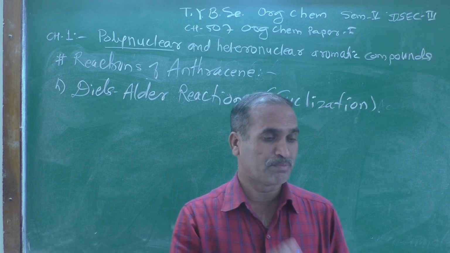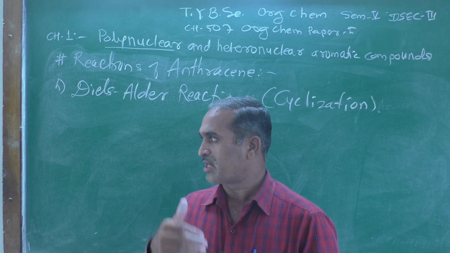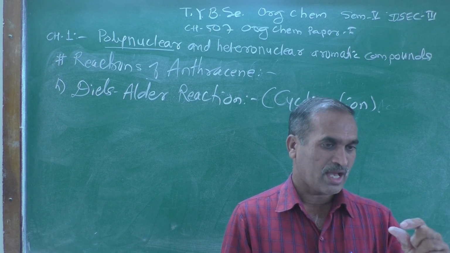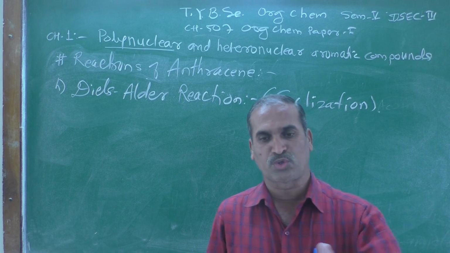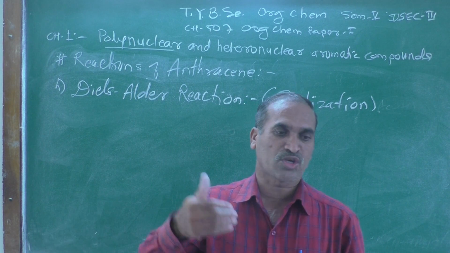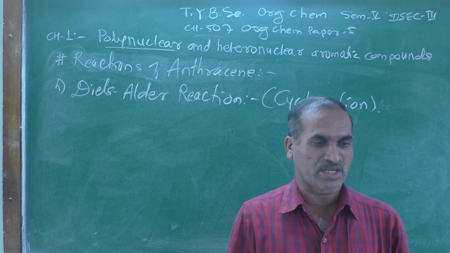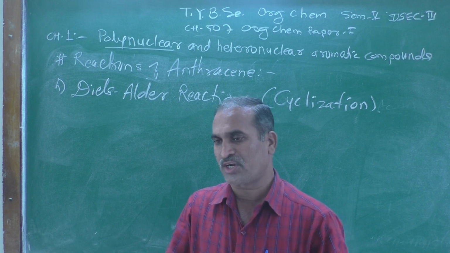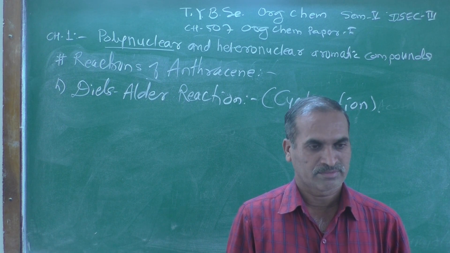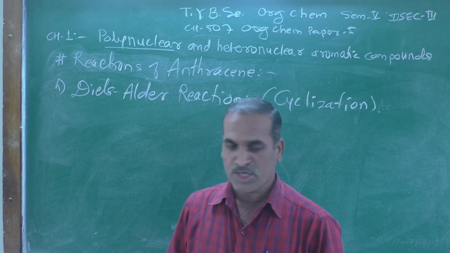Another important characteristic of the Diels-Alder reaction is that it requires a diene and a dienophile. If the diene has an electron-releasing or electron-donating group, and the dienophile has an electron-withdrawing group, the rate of the reaction increases many fold compared to the normal diene and dienophile.